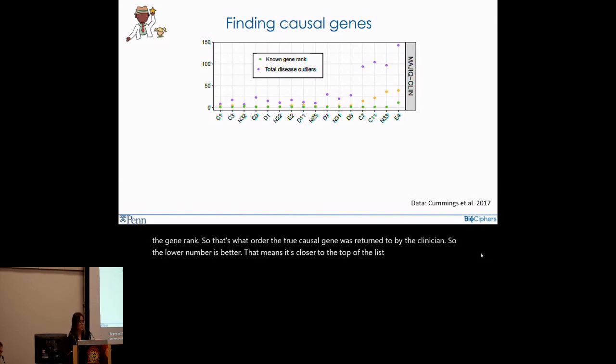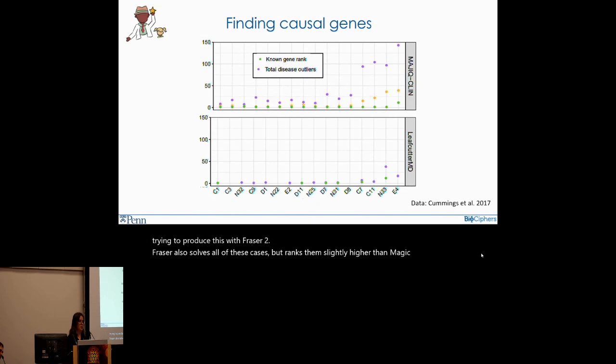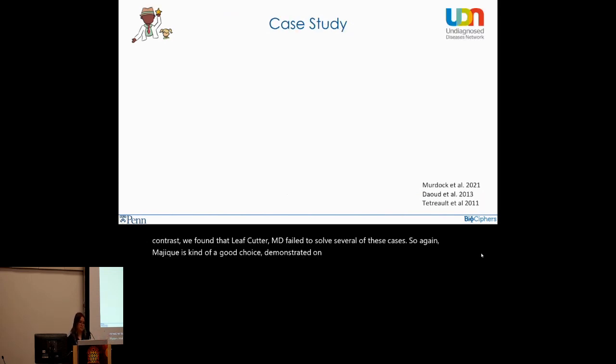That means it's closer to the top of the list. So MAJIQ-CLIN here solves all of these cases and ranks them quite low. So that's less for the clinician to sort through. Compared to Fraser, this is Fraser 1. The rest of the analysis is Fraser 2. So we're trying to reproduce this with Fraser 2. Fraser also solves all of these cases, but ranks them slightly higher than MAJIQ-CLIN. By contrast, we found that Leafcutter MD failed to solve several of these cases. So again, MAJIQ is a good choice demonstrated on this data set.